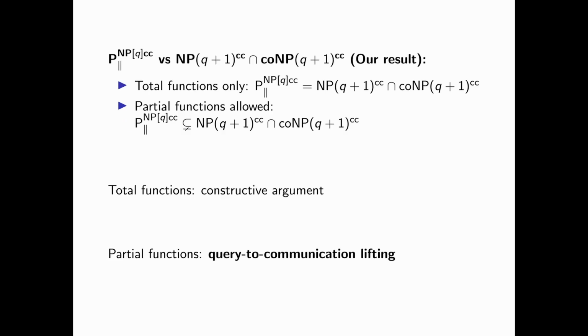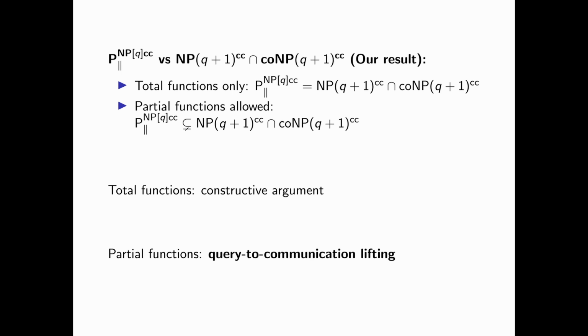The resolution of the question of P to the NPQ parallel versus NPQ plus 1 intersect co-NPQ plus 1 is more complicated to prove. For total functions, the equality is fairly easy to show, and it is constructive. If you give me efficient NPQ plus 1 and co-NPQ plus 1 protocols for a function, I can give you a P to the NPQ parallel protocol. If we replace NP with RP here, the construction remains the same.